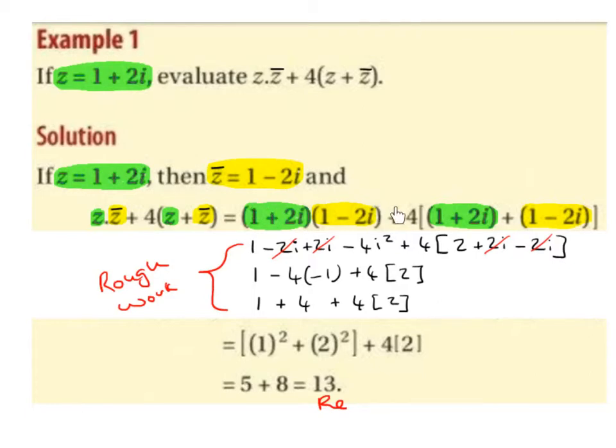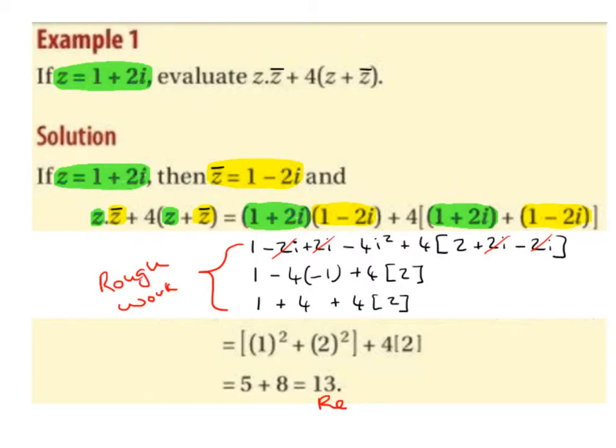So multiplying out the brackets, 1 times 1 is 1, 1 times minus 2i is minus 2i, 2i times 1 is 2i, and 2i by minus 2i is minus 4i squared. We still have the plus 4 and the brackets.